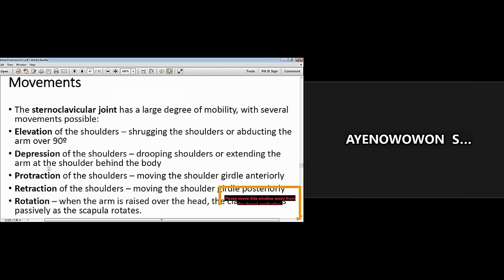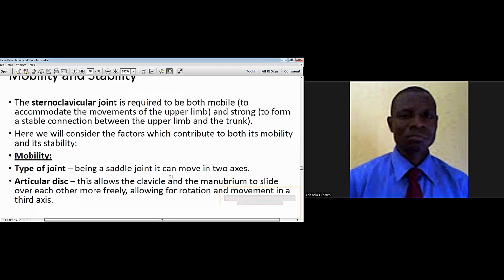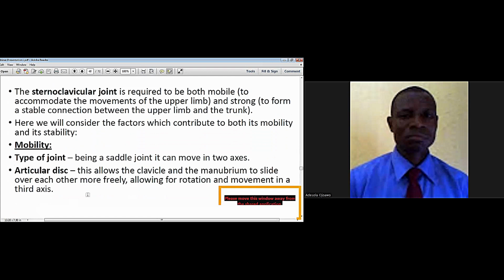Mobility and stability. For mobility, being a saddle joint, it can move in two axes, just up and down. Then the articular disc allows the clavicle and manubrium to slide over each other more freely. By virtue of the disc I showed you the other time, it allows the joint to move freely, allowing rotation, and the movements are not prolonged. You understand?